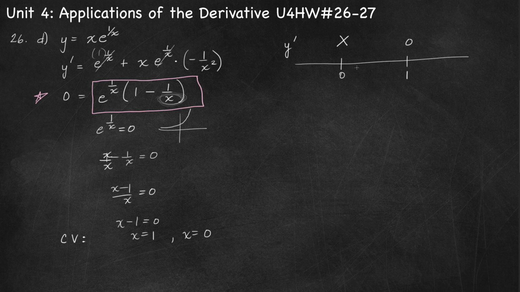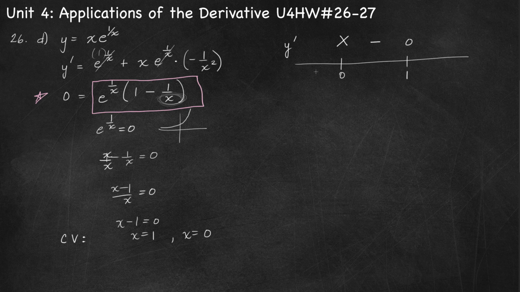I'm going to test a point between 0 and 1, so 1/2. E to the 1 over 1/2 is positive. E to any power is positive. So I'm really mostly just concerned with the 1 minus 1 over x. I'm substituting in 1/2, so I get 1 minus 1 over 1/2. That's the same as 1 minus 2, and that's negative. So positive times negative is negative.